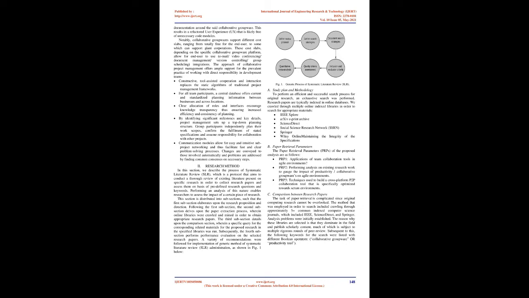This section is distributed into subsections, such that the first subsection elaborates upon the research proposition and direction. Following the first subsection, the second subsection delves upon the paper extraction process, wherein online libraries were crawled and mined in order to obtain appropriate research papers. The third subsection details upon the comparison section, wherein a specific query for the corresponding related materials for the proposed research in the specified libraries was run. Subsequently, the fourth subsection performs performance evaluation on the selected research papers.